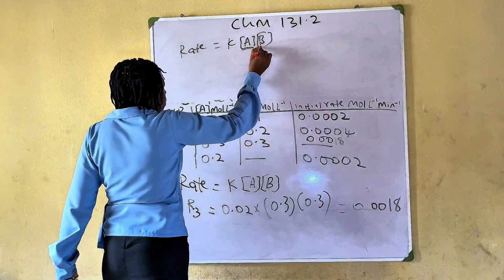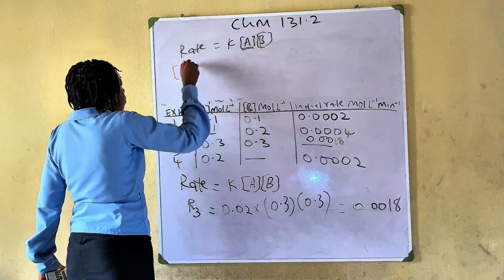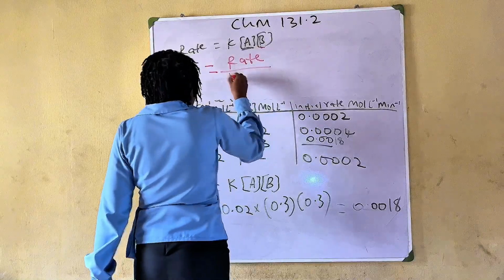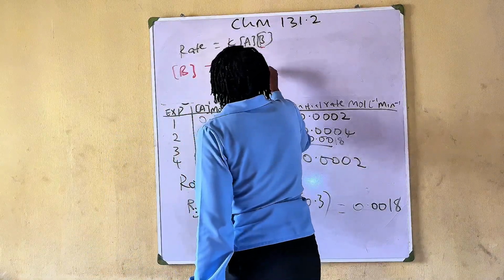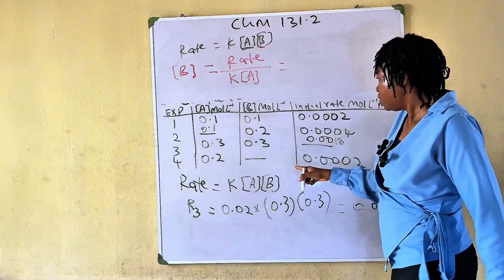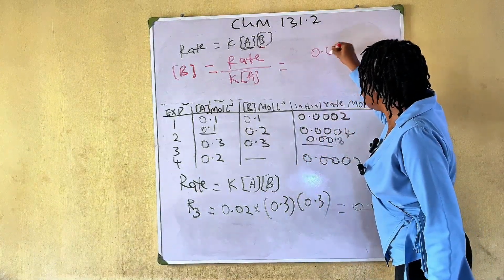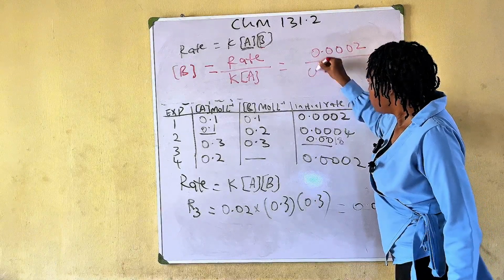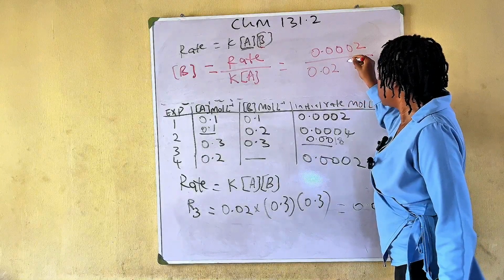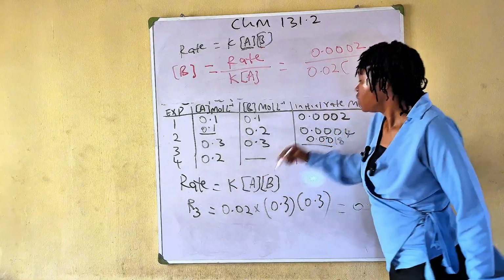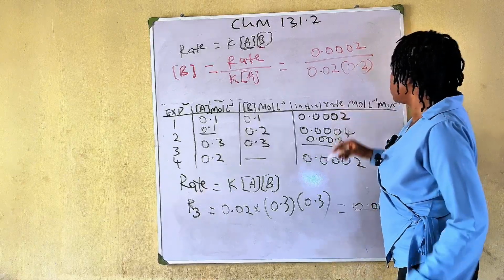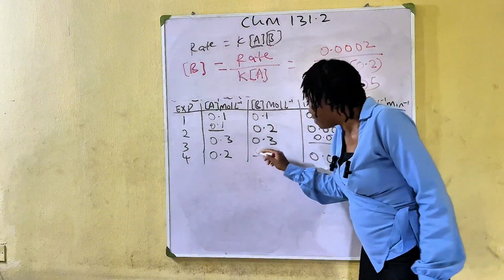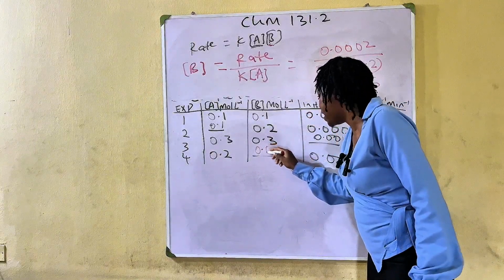For experiment 4, we are looking for the concentration of B. So I'm going to make this one the subject of the formula. The concentration of B is equal to the rate all over the rate constant multiplied by the concentration of A. So what is the rate for experiment 4? 0.0002. What's the value of the rate constant? 0.02. What's the one for A? 0.2. So B is 0.05.